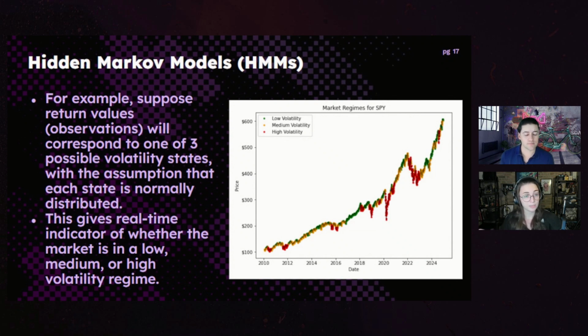So this is just an example. There's a ton of different ways to apply and use these models, as I've talked about. But in terms of getting real-time indication, right now we're in a low volatility regime, funny enough. But in terms of getting a real-time indication of what type of market we're in, this is a way to use math to more rigorously estimate that.